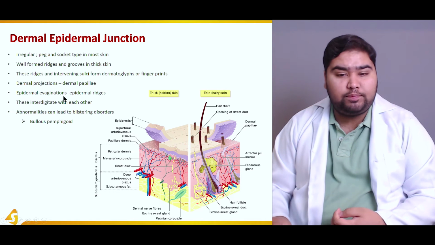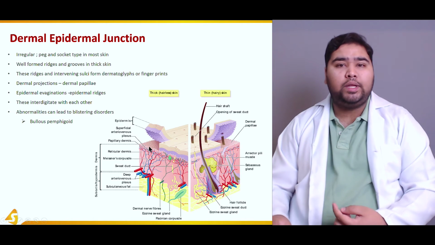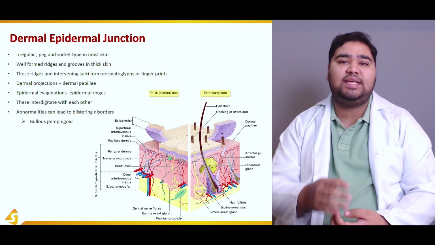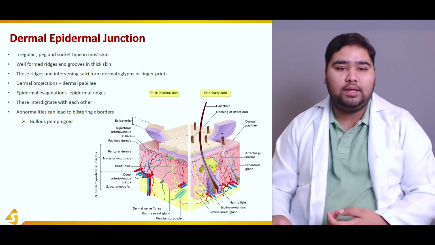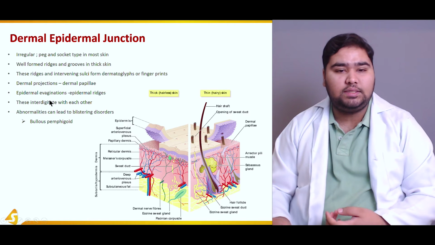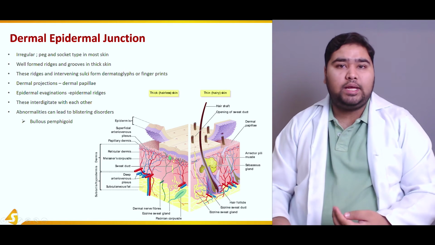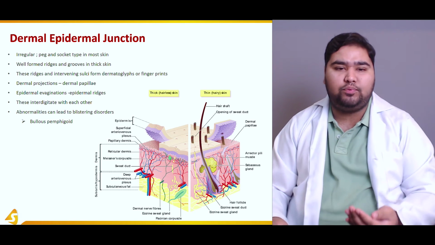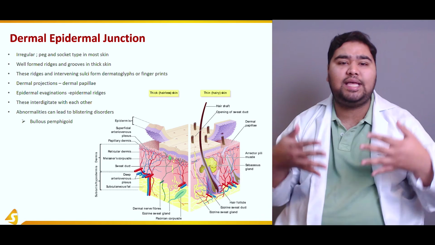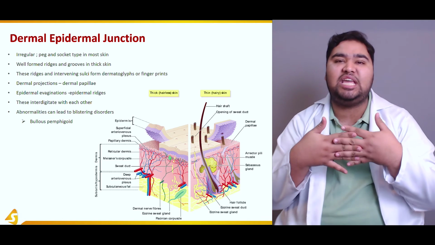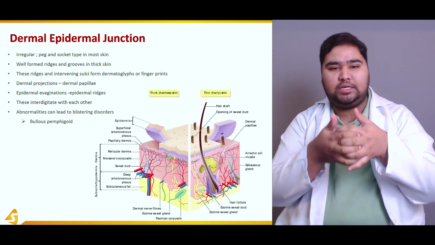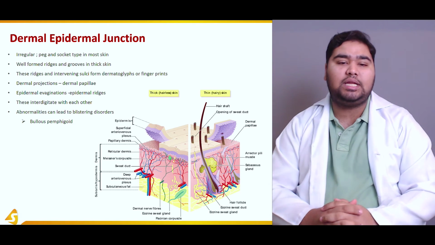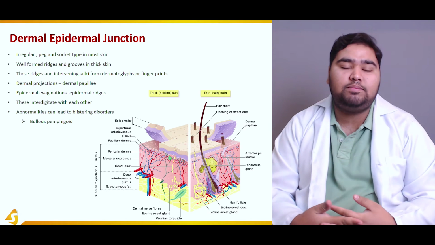There are dermal projections, which are known as the dermal papilla. The dermis at the dermal projection moves upward towards the epidermis, hence it is known as a dermal projection. And there are epidermal evaginations, which are epidermal ridges. The dermis is projecting upward, and there is evagination in the epidermis. They interlock or interdigitate with each other. This forms the dermal epidermal junction. And if there's an abnormality in the dermal epidermal junction, it can lead to a disorder which is known as bullous pemphigoid.